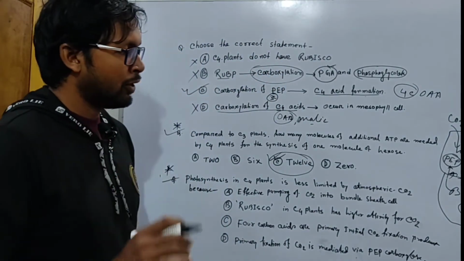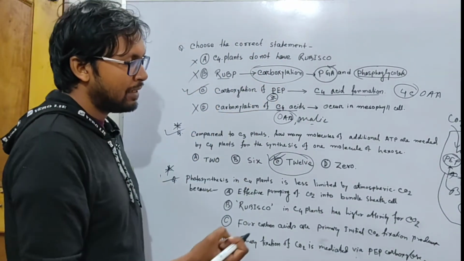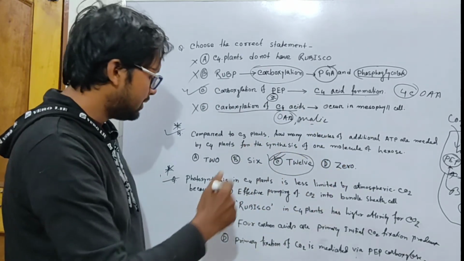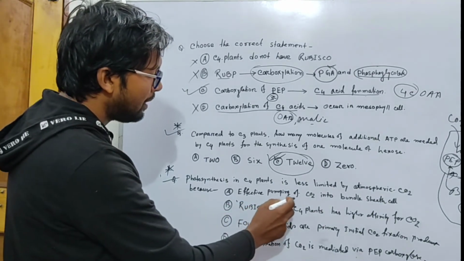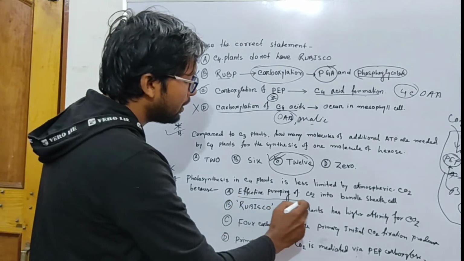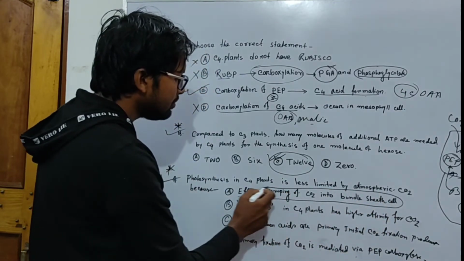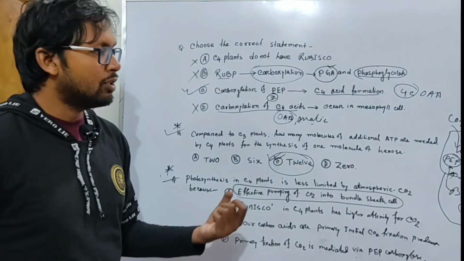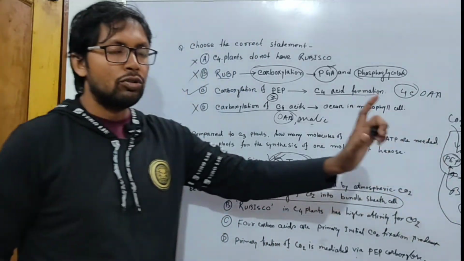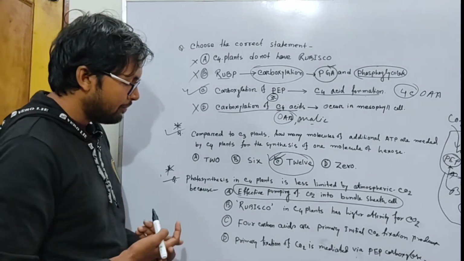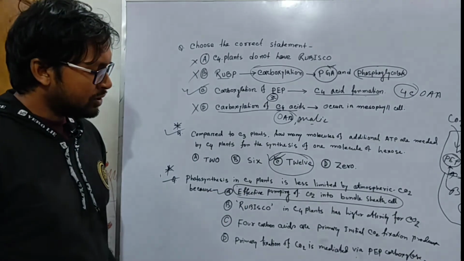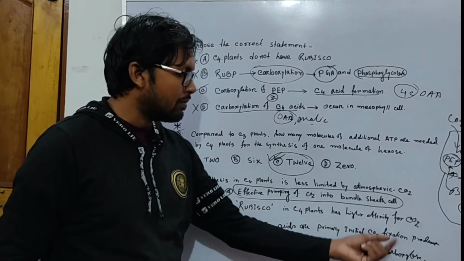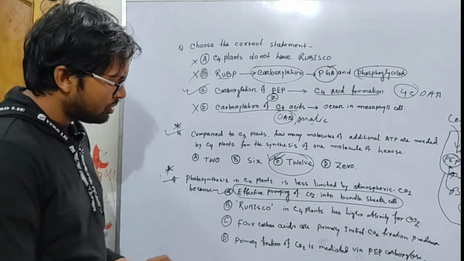So the Calvin cycle is protected, because PEP carboxylase absorbs the carbon dioxide and pumps it to the bundle sheath cell. This is an effective pumping of CO2 into the bundle sheath cell, so the Calvin cycle is not affected. So this is a correct statement. Another option is that primary fixation of carbon dioxide is mediated by PEP carboxylase. This is also somewhere correct.